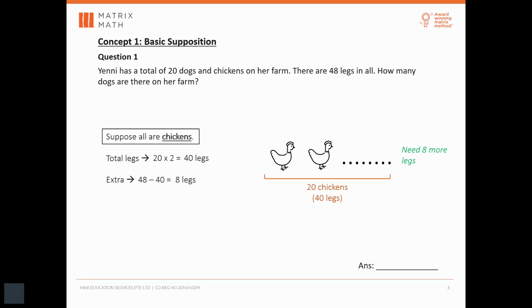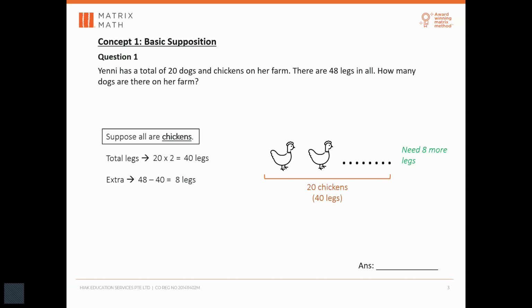As I'm going through, you can write down the steps, but try to understand. Don't memorize the steps, but try to understand the reasoning behind each step. So I say again, there are 20 chickens. I start off with the opposite, I start off with chickens. Then all of them are chickens, so you have 20 chickens. 20 chickens will give you a total of 40 legs. But according to the question, there's a total of 48 legs. So I don't have enough. I need 8 more legs.